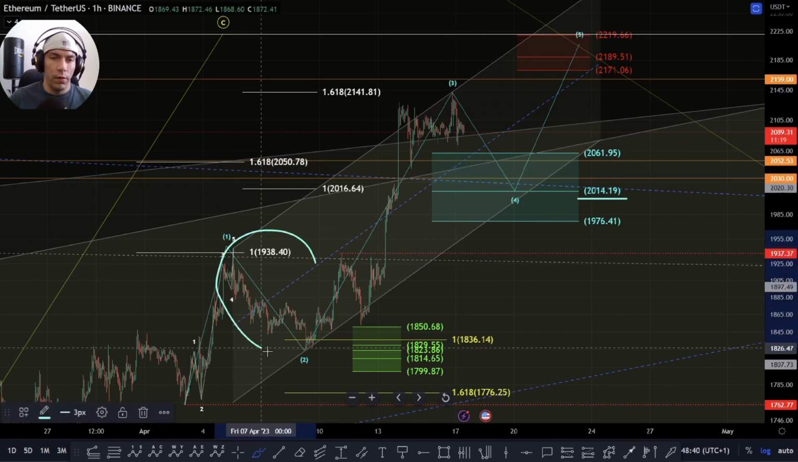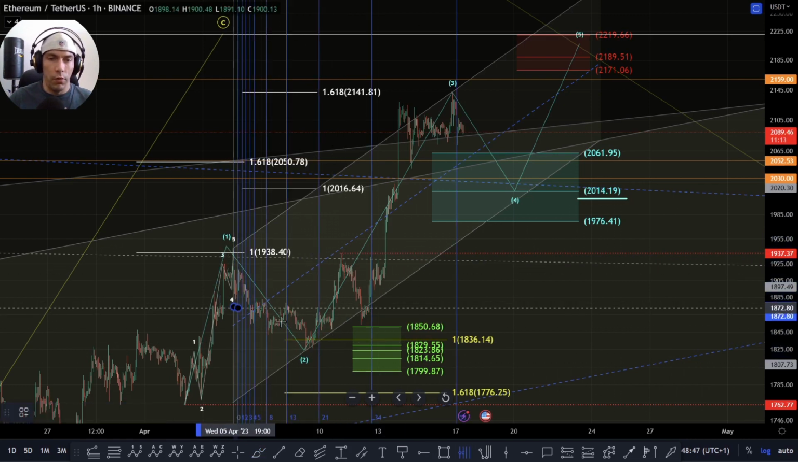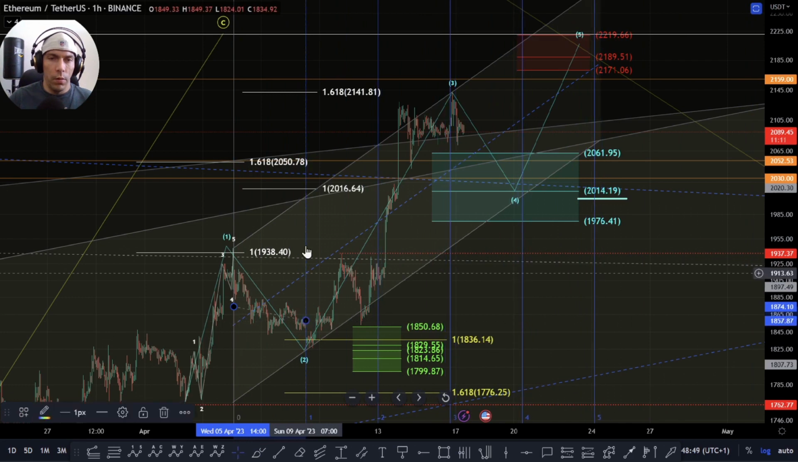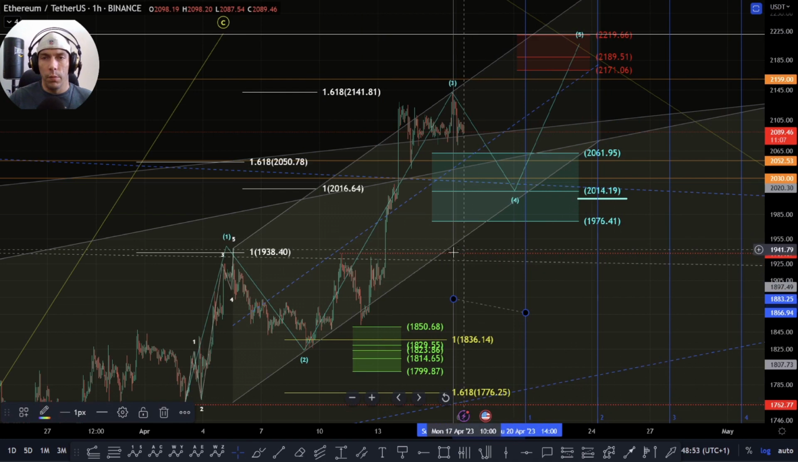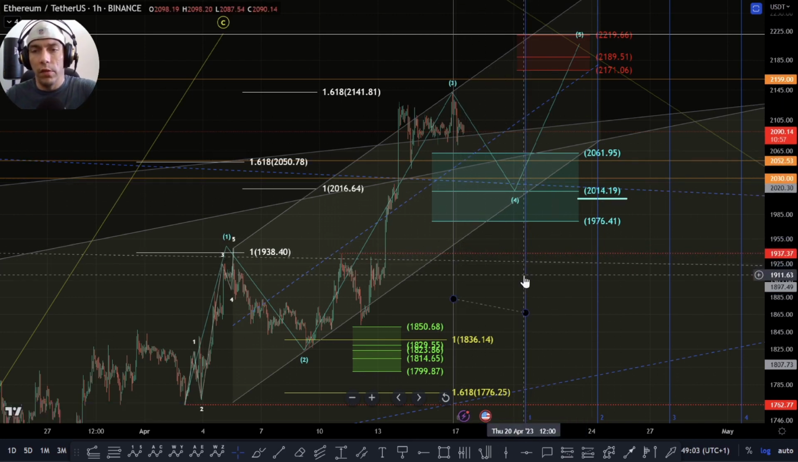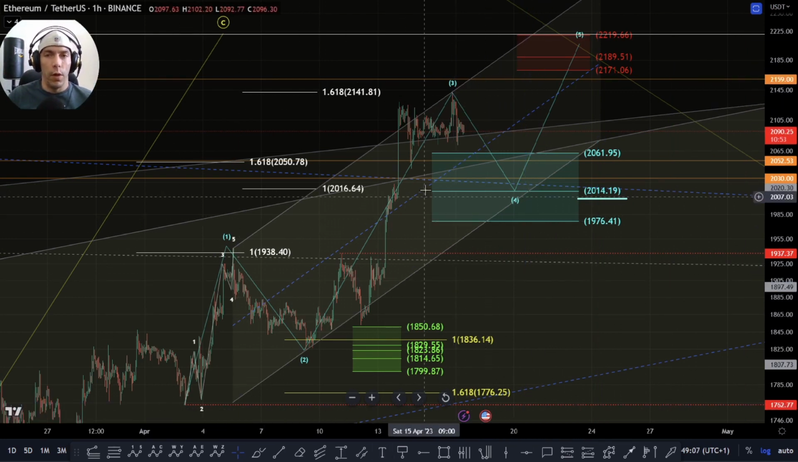But what I would want to see is something in relation to this playing out, if I just throw this time relationship on here. We'd want to see this amount of time taking place here, which could take us towards the 20th, if that is going to play out at a 1-to-1. Obviously, these things don't have to be 1-to-1, but that would be a guideline if we are looking for this to actually play out.